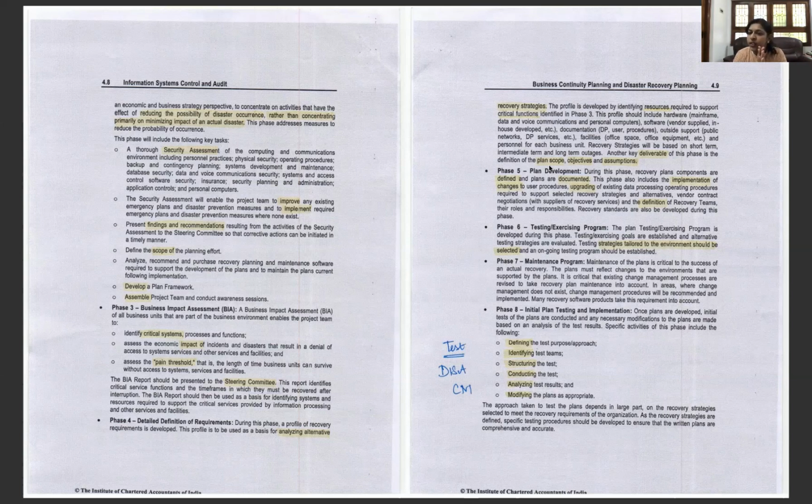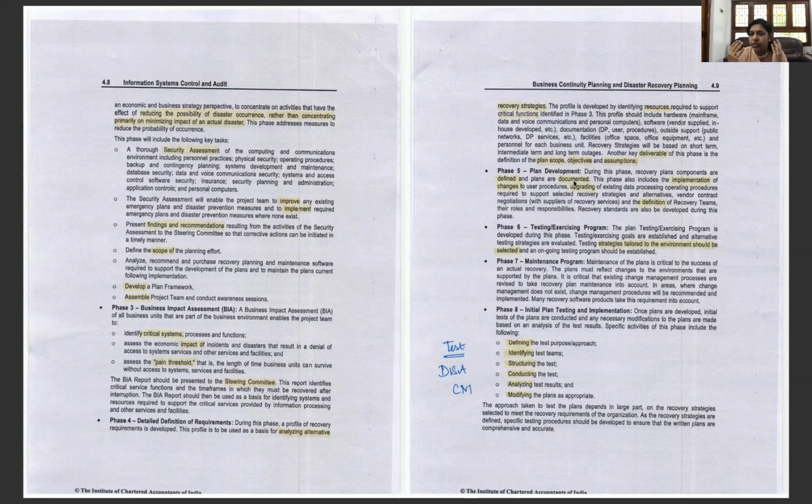Next, we have defined the plan, so we should develop the plan. So next is plan development. What does this deal with? During this phase, recovery plan components are defined and documented.